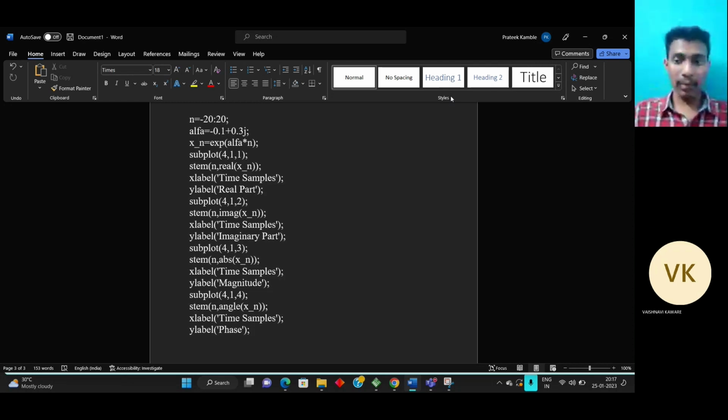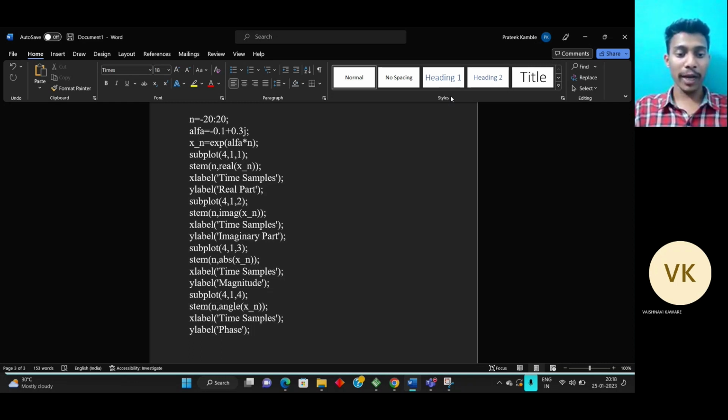Now we have to plot the real part of the exponential signal. So we will use the MATLAB command stem n comma real part of the exponential signal. X label will be the time samples and Y label will be the real part. Now we have to plot the imaginary part of the exponential signal. So we will subplot it at 4, 1, 2 as the second graph, and we will use the MATLAB built-in command stem n comma imaginary of the exponential signal. X label we will give as the time samples and Y label will be the imaginary part.